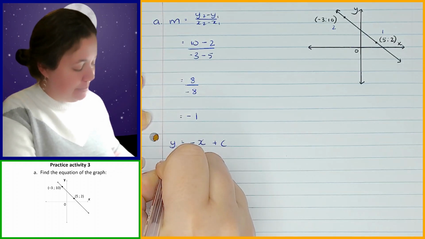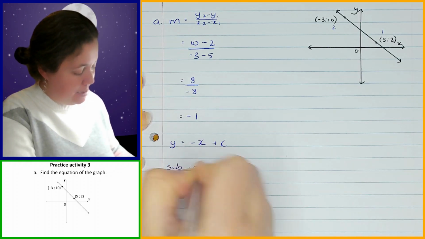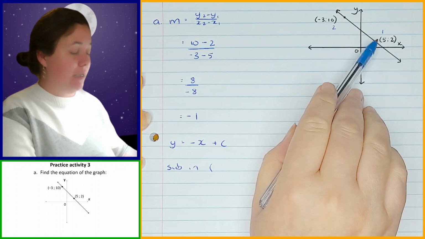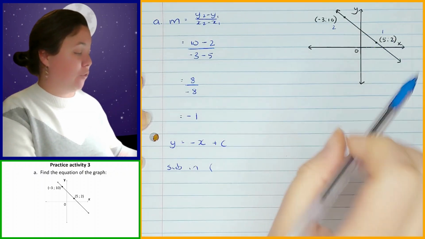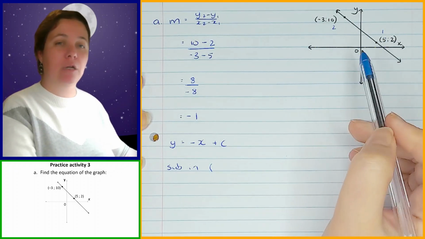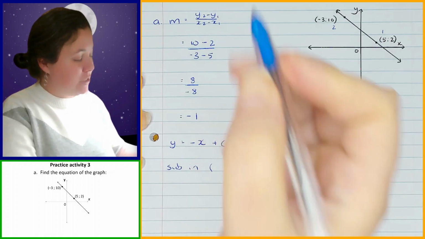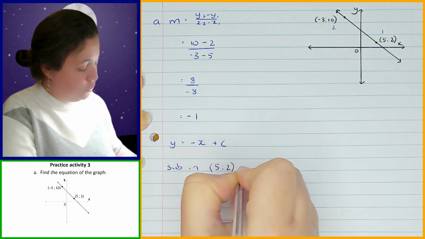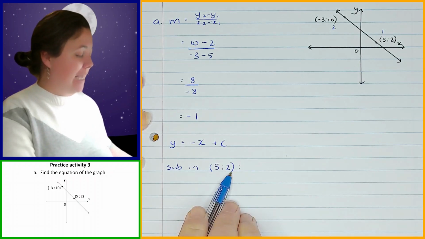So I'm going to sub in. It doesn't matter which one I choose. If I choose (-3, 10), it'll work, and if I choose (5, 2), it'll work. I'm going to use (5, 2) because it doesn't have any negatives, so it'll be a little bit easier to work with. But if you chose (-3, 10), it would work as well. So I've got (5, 2) over there, and I'm just going to sub that in.